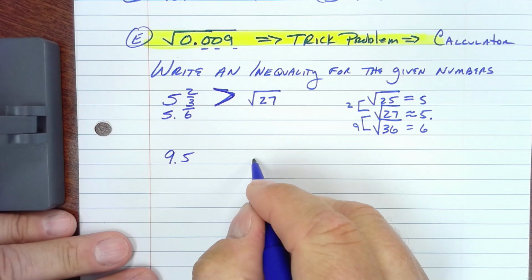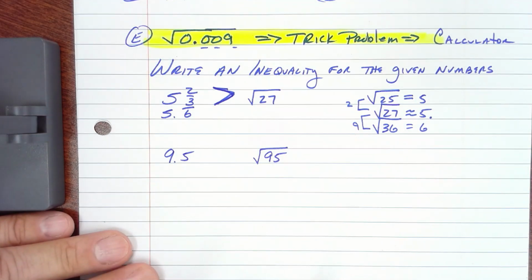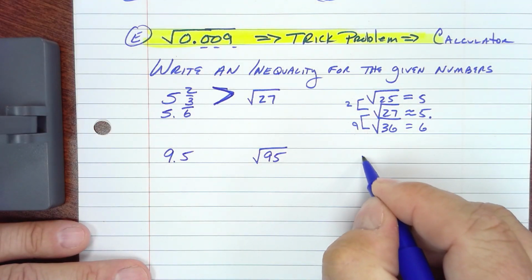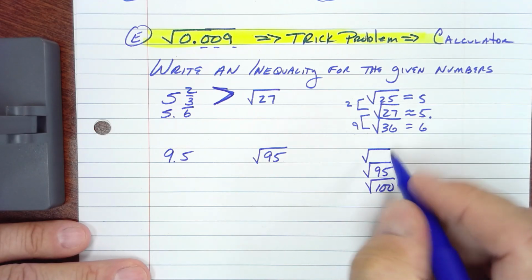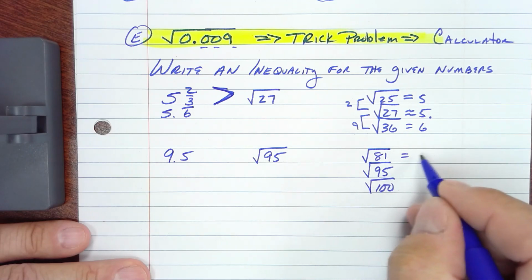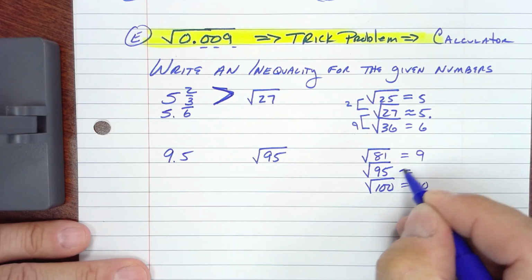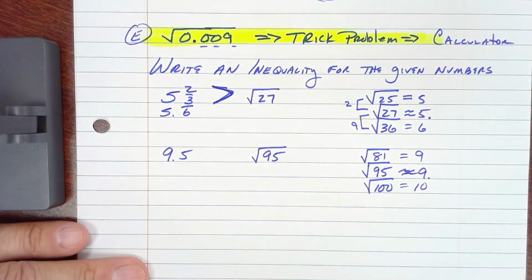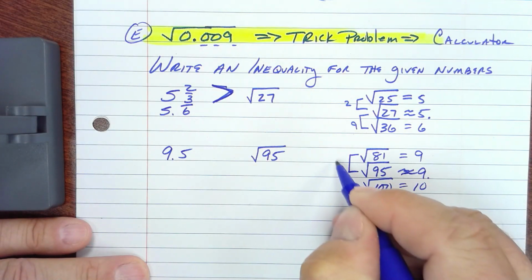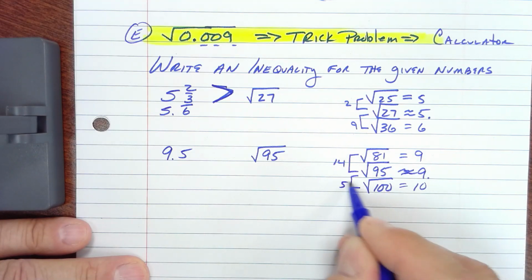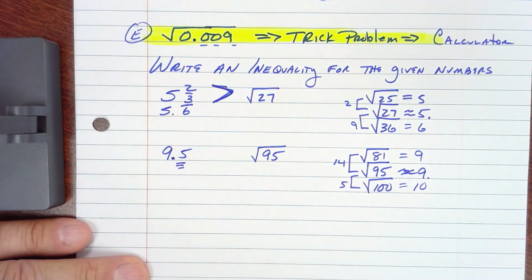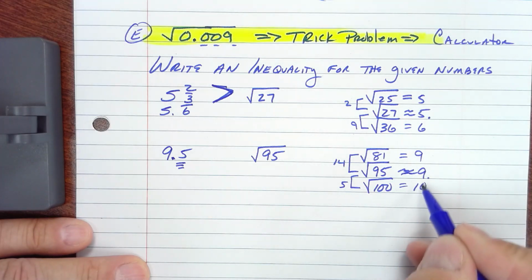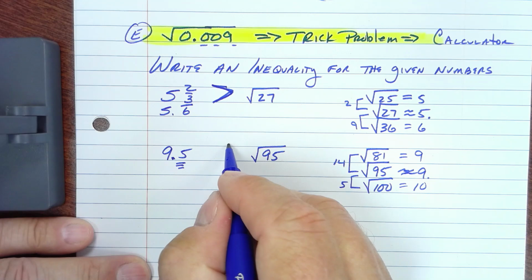9.5 and the square root of 95. The square root of 95 is between 81 and 100. It is about 9 point something or other. It is 14 units from 81 and only 5 units from 100. It is well past halfway. You understand that? Well past halfway, on its way from 9 up to 10. So it is going to be the greater number.